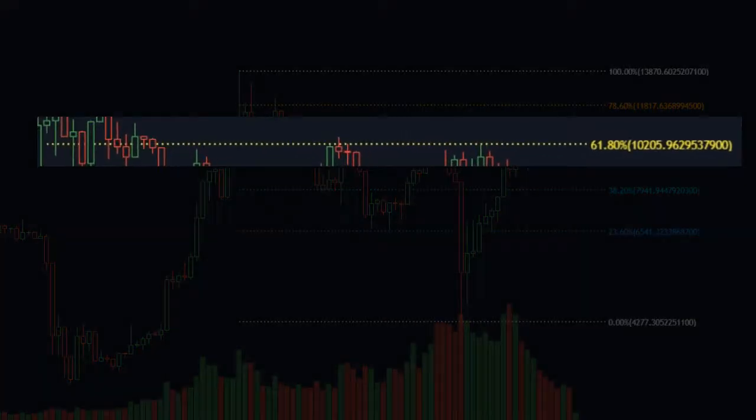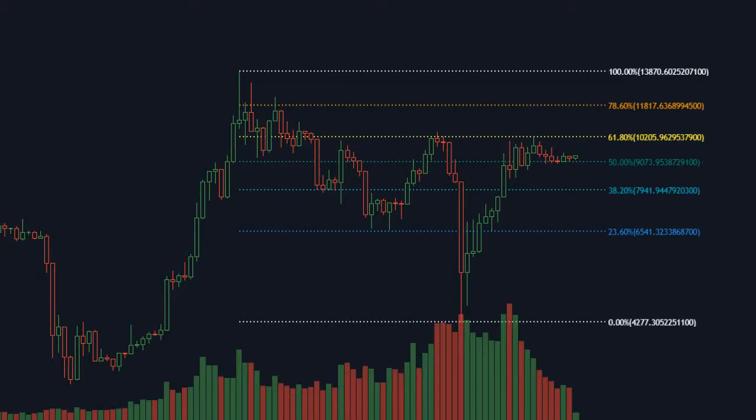The most important level and the level that I respect the most is 61.8%. This zone is also called the golden ratio, so there is always a high probability that when the price goes up or down, it will retrace right around that level of support and resistance, according to its uptrend or downtrend.